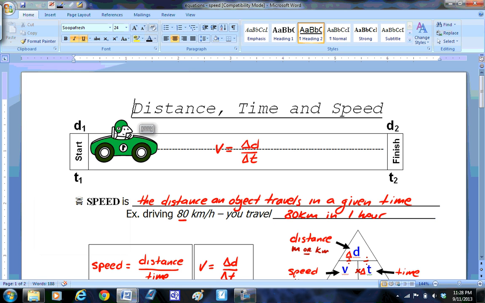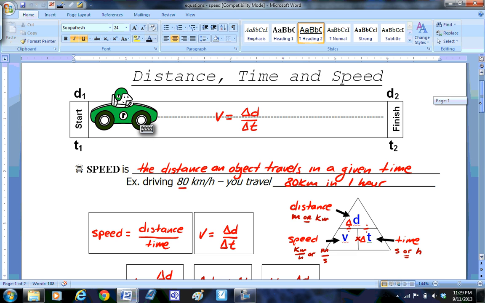Hi everybody. In this section we're going to be looking at how we can use an equation to calculate the speed of an object. Before we were doing graphing, but now we can do an equation. So the definition of speed, and we talked about this in class, is how far an object goes in a certain time, or the distance an object travels in a given time.